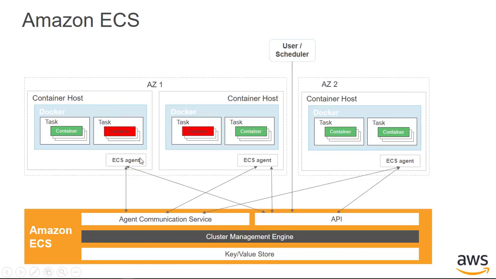Behind the scene, there's an ECS agent which communicates with ECS. So all that ECS does is communicate with this ECS agent to send some Docker commands to invoke and start containers inside your container host. So we will go into much more detail later and then showcase how this works.